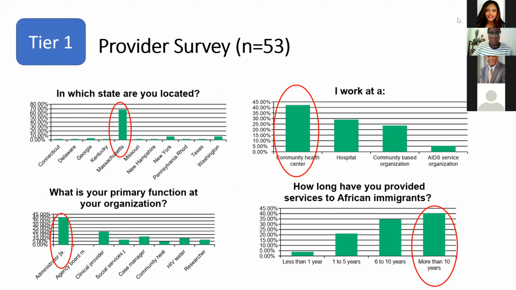We did a provider survey. We reached about 53 providers. The majority of them were from Massachusetts. The majority of them came out of community health centers. They were administrators, and they had been providing services to African immigrants for over 10 years.